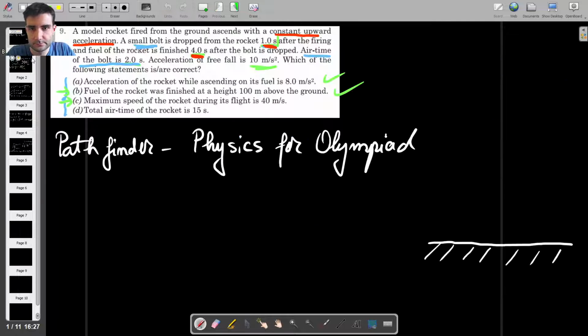So let's see what C says. Maximum speed of the rocket during its flight is 40 meters per second. So it turns out this is also correct. And finally, we have something referring to the total airtime of the rocket, right? Now we know the total airtime of the boat, but we also have to find that of the rocket. And this says it's 15 seconds, so we have to check whether it's true or false. Right, let's see how we can do this.